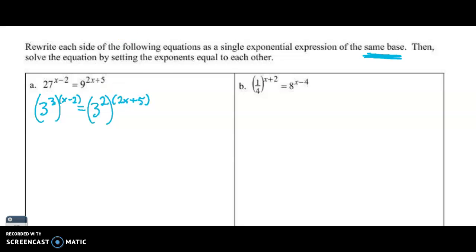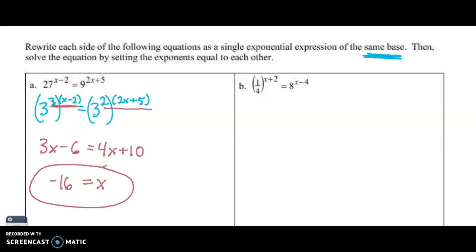Well, let's change colors just for dramatic effect. So now I can establish that the exponents have to be equal, and I need to make sure I multiply the power to a power rule. 3x minus 6 is equal to 4x plus 10. So what I would do is just subtract 3x to the right side. 4x minus 3x is 1x. Subtract 10 to the left side, and you get negative 16.